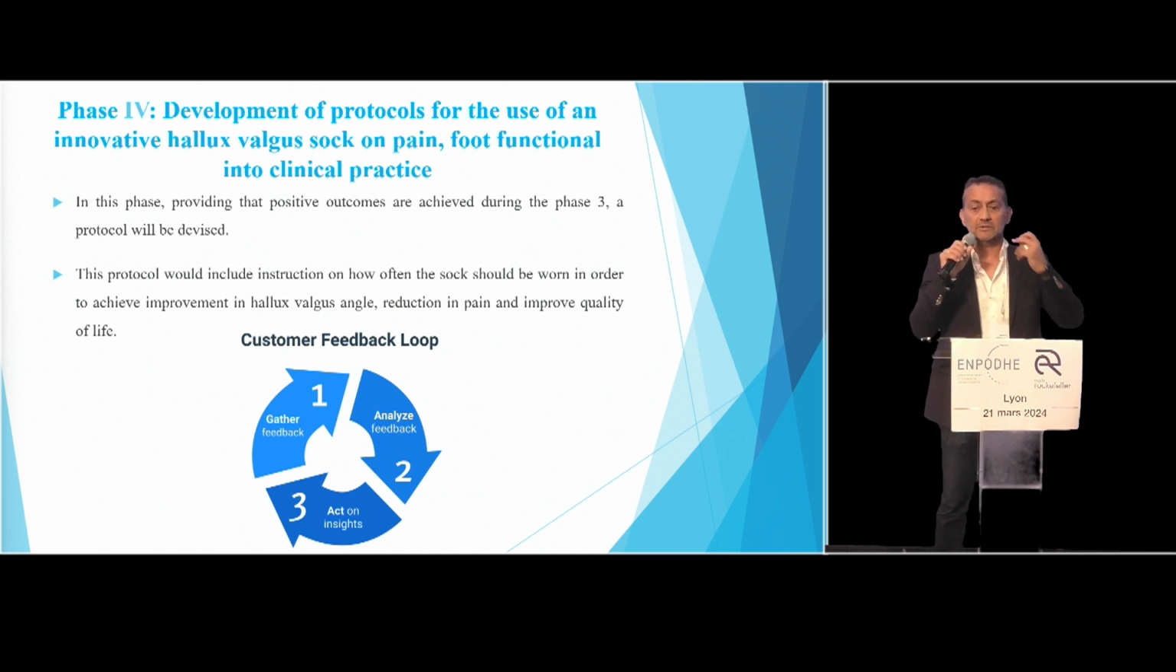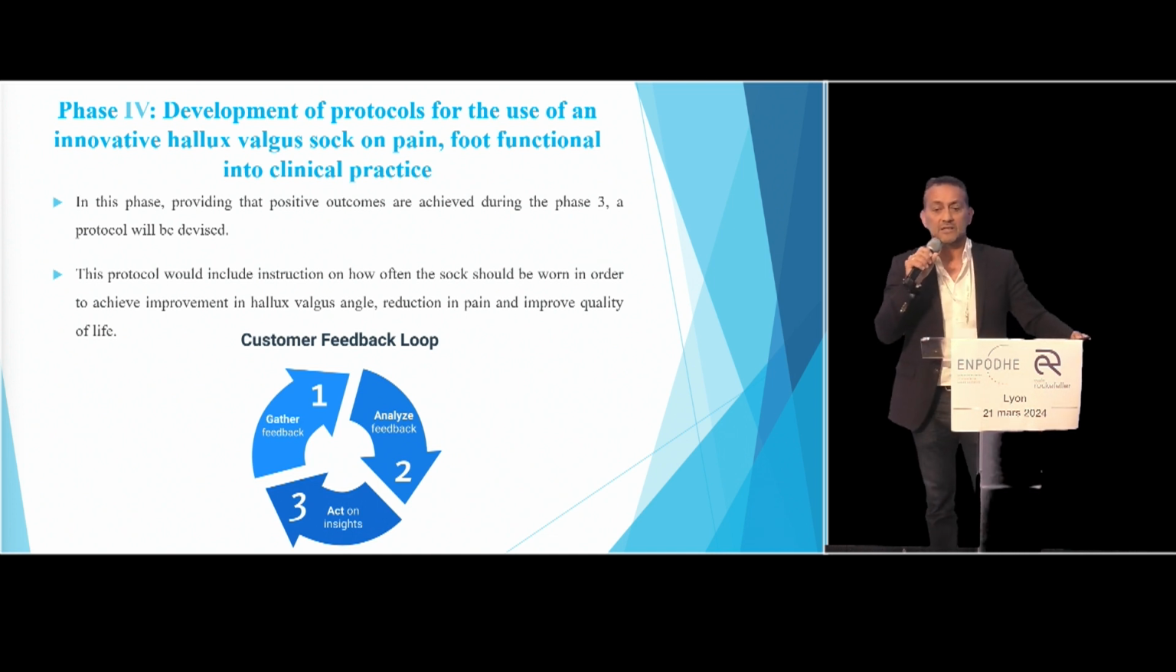Finally, phase 4: development of the protocol. In this phase, providing positive outcomes are achieved during phase 3, a protocol will be devised. This protocol will include instructions on how often the sock should be worn, which is very important, in order to achieve improvement in Hallux Valgus angle, reduction in pain, and improvement in quality of life.